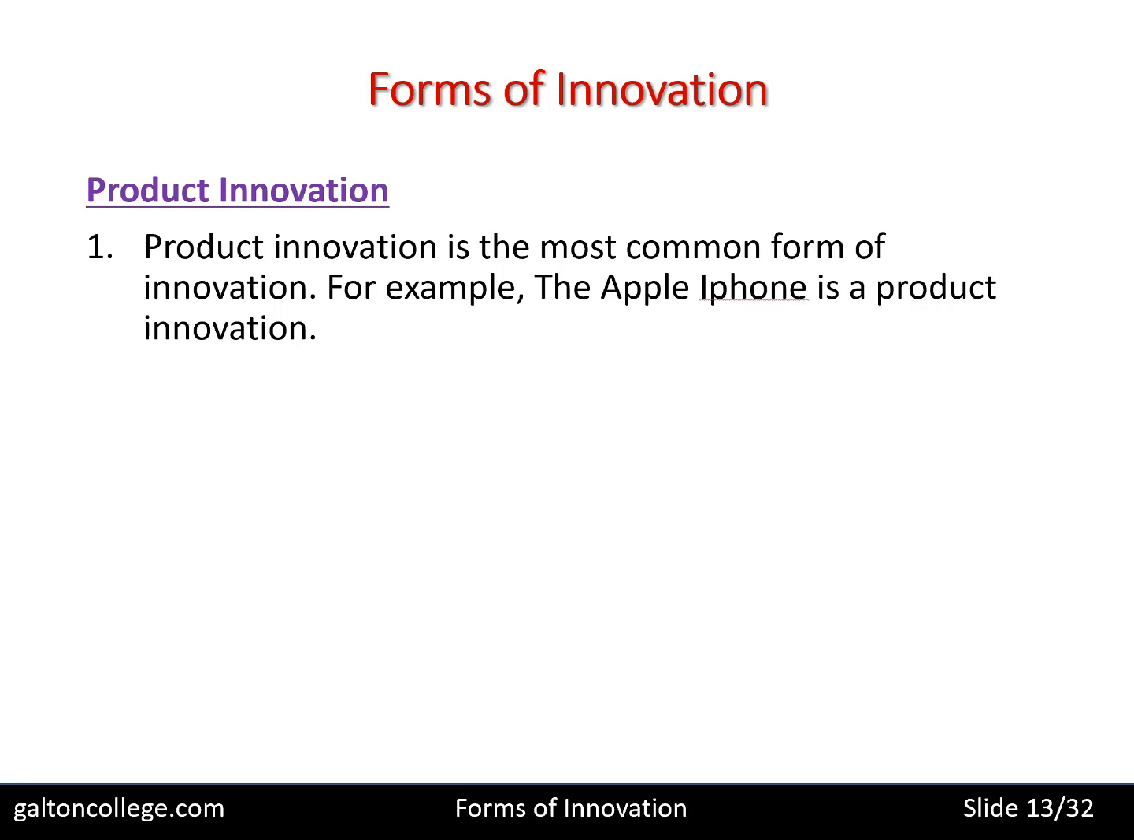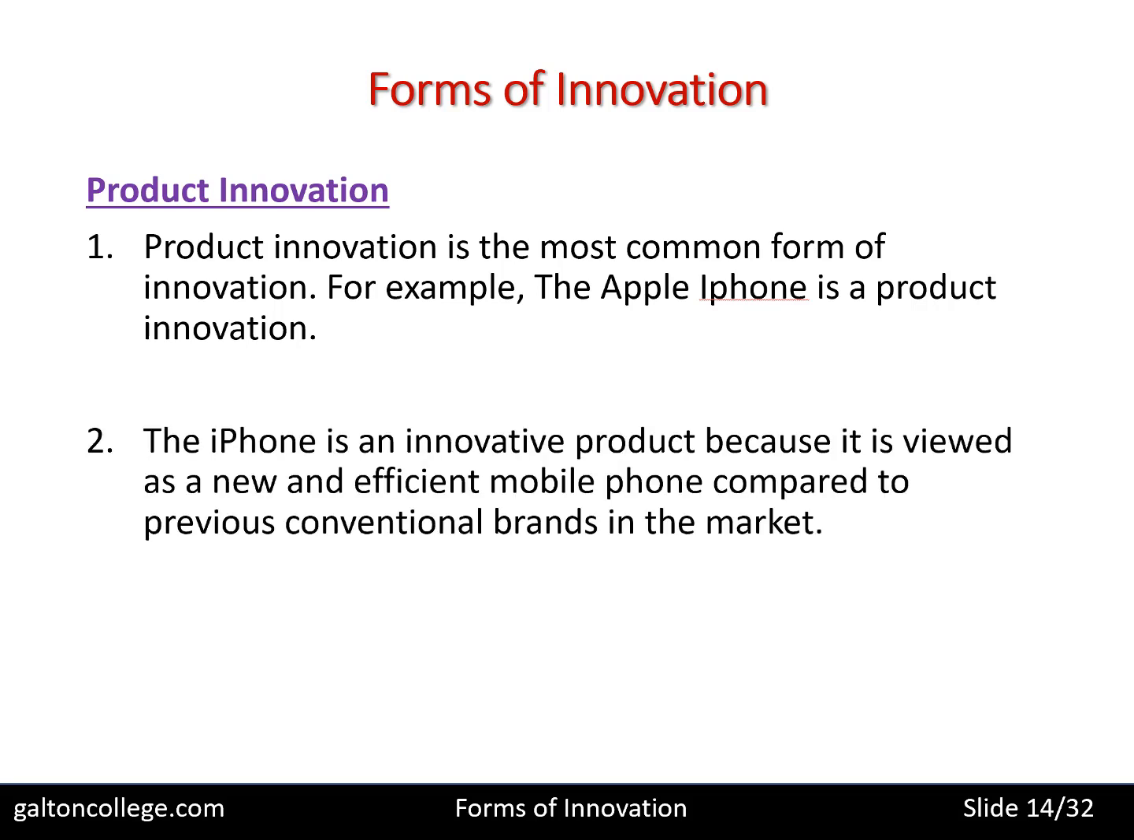So we get incremental changes to products, which we call innovation, and then we get quite radical changes to products, which would be a new invention or a new way of doing something. The mobile phone is an innovative product because it is viewed as a new and efficient mobile phone compared to previous conventional brands on the market.